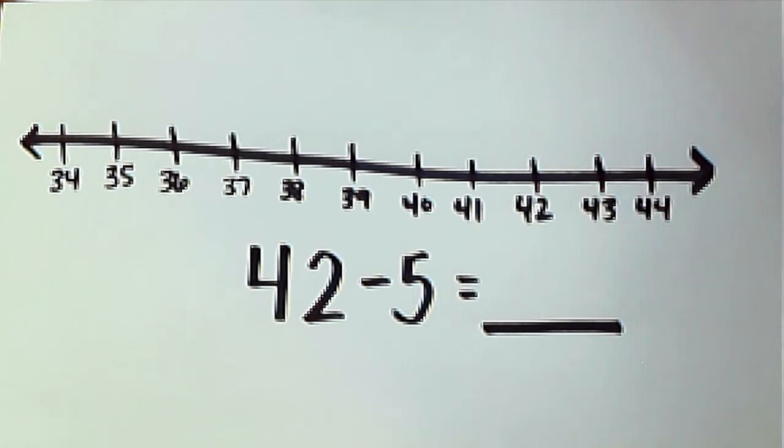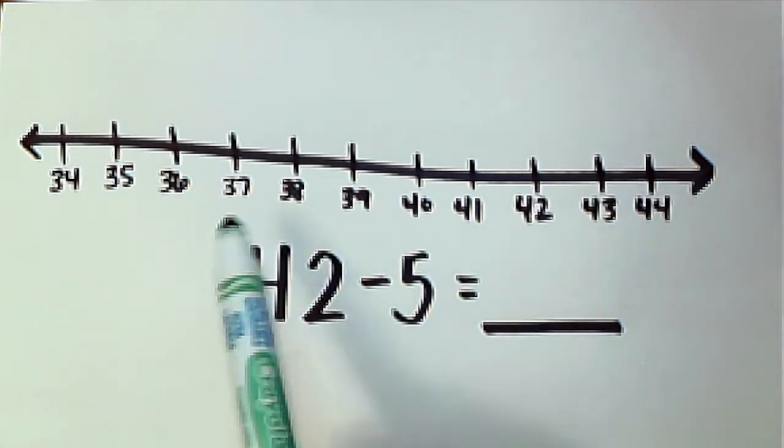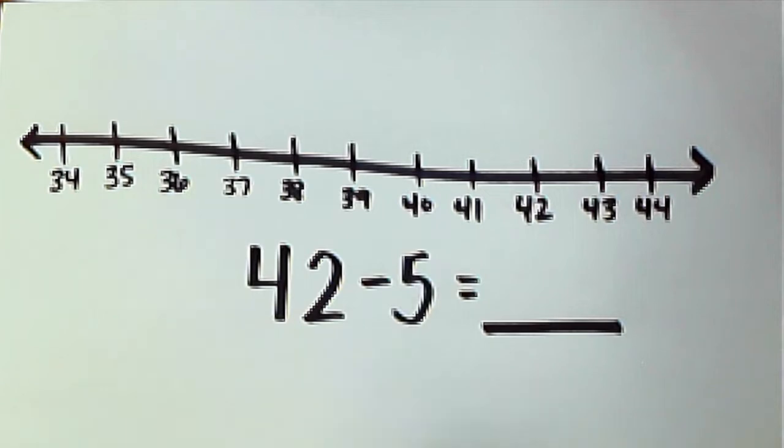Let's try this one. 42 take away 5 equals something. Now if you notice, our number line is on different numbers. Again, this is just like a segment or like a fragment of the number line.